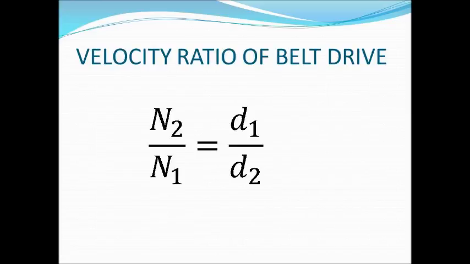The velocity ratio of a belt drive is N2 over N1 equals D1 over D2, where N stands for the speed of revolution and D stands for the diameter of the pulley given.